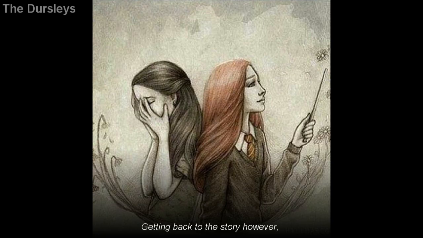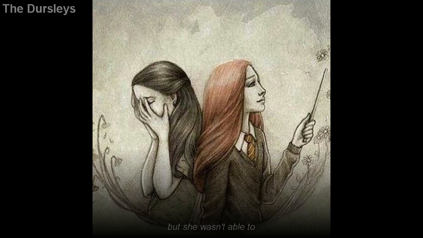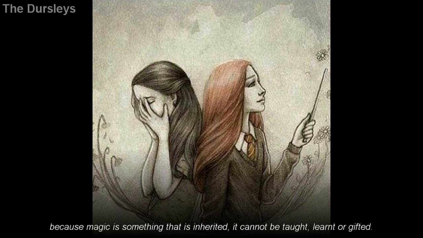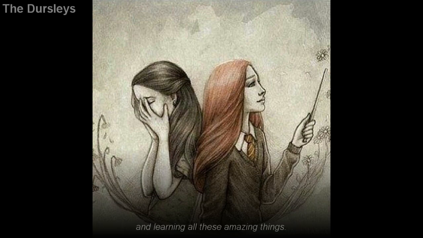Getting back to the story, however, Petunia's hatred of magic, and by extension anyone possessing magical ability, was jealousy. Petunia wanted to be like her sister and learn magic at Hogwarts, but she wasn't able to, because magic is something that is inherited. It cannot be taught, learnt, or gifted. Now her jealousy turned to frustration, as she had to endure Lily going off to Hogwarts and learning all these amazing things. And then her frustration turned to anger, and finally to hatred. Hatred for her sister, which was then translated to Harry.